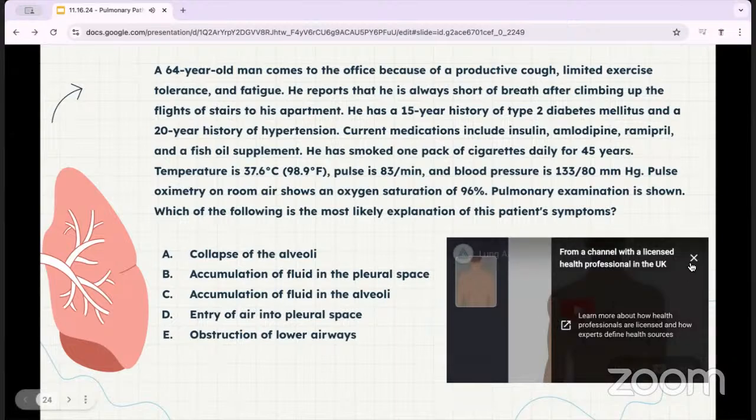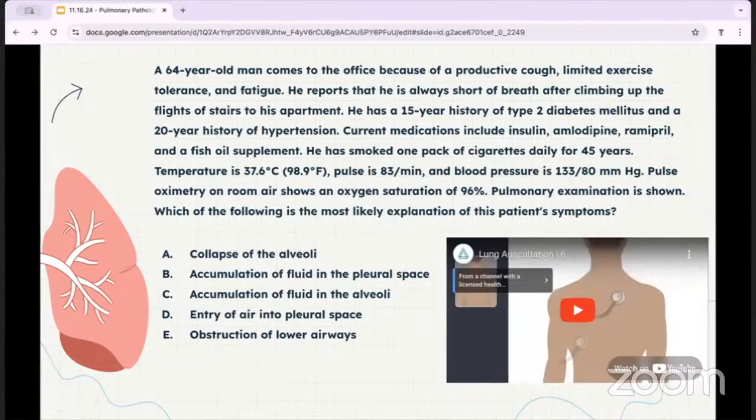Okay, so I did hear towards the end, the lung auscultation in this patient shows bilateral end expiratory wheezing. Remember I talked about how one disease has that wheezing at the end of expiration. So here I've highlighted the key parts of this case. This is a 64-year-old male who presents with a productive cough, shortness of breath, limited exercise tolerance, and also fatigue. The key findings include a long history of heavy smoking, 1 pack daily for 45 years, bilateral end expiratory wheezing on auscultation, and an O2 saturation of 96% on room air.